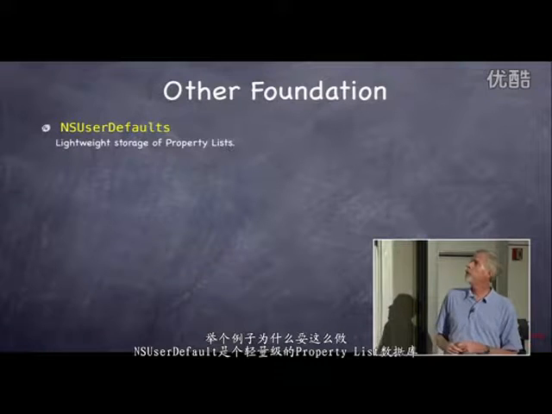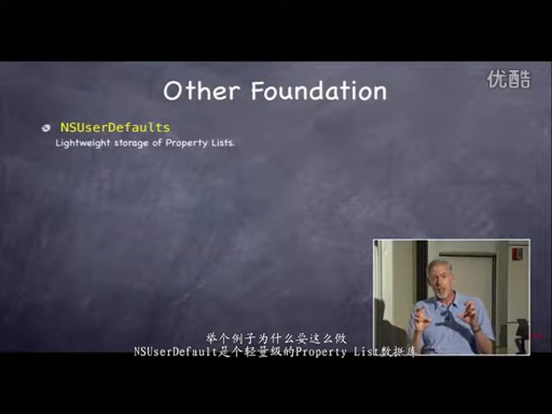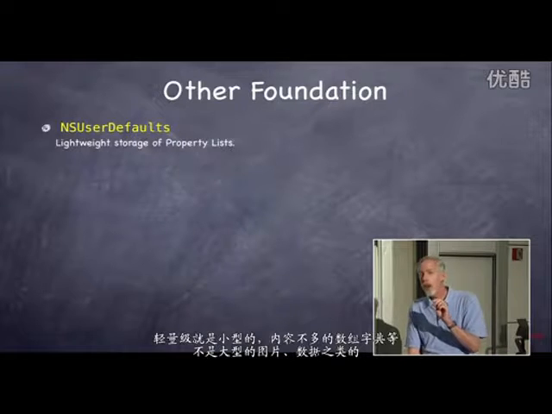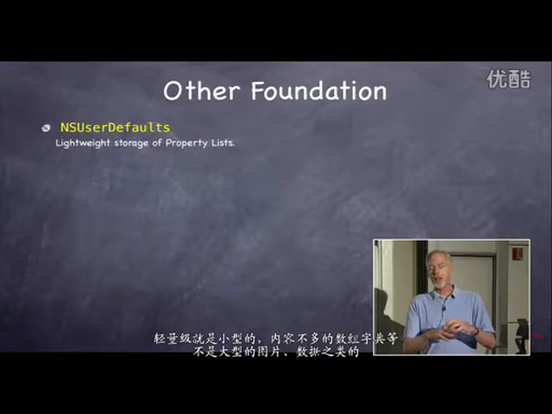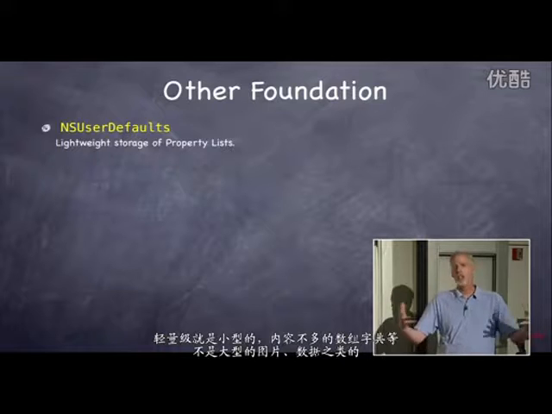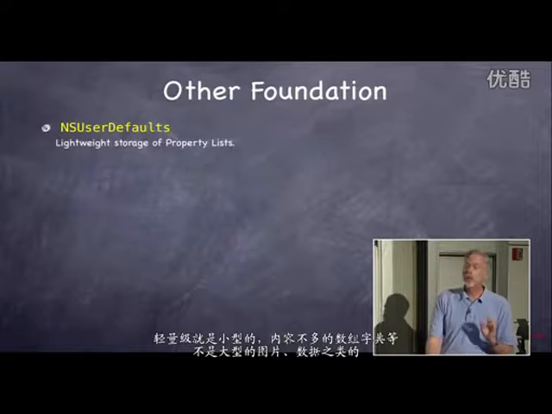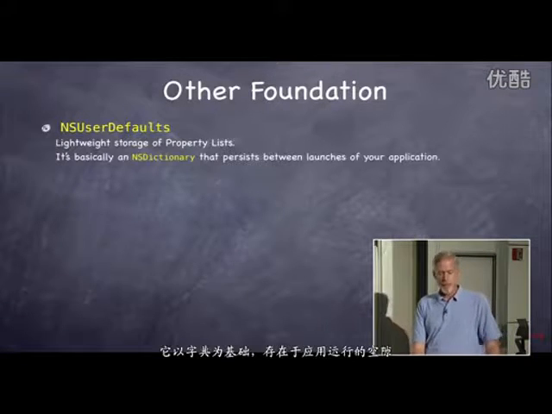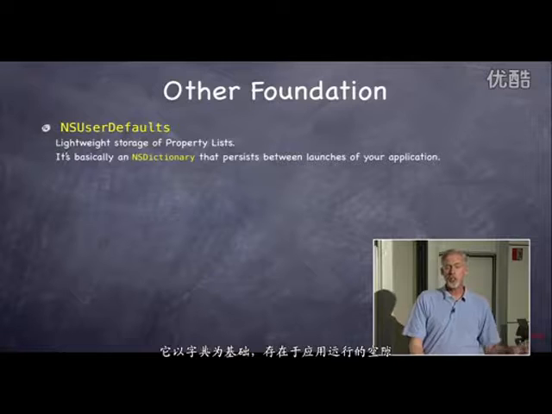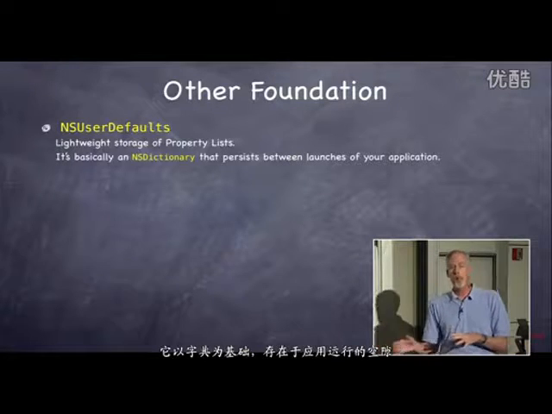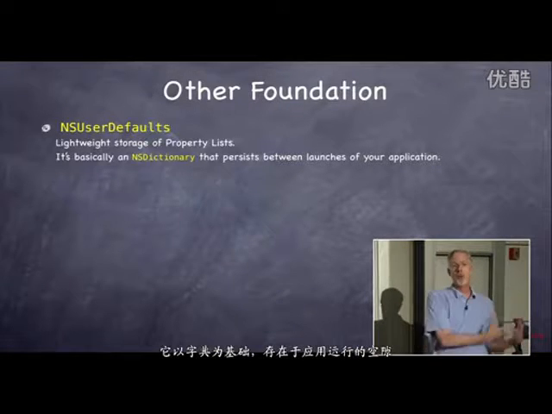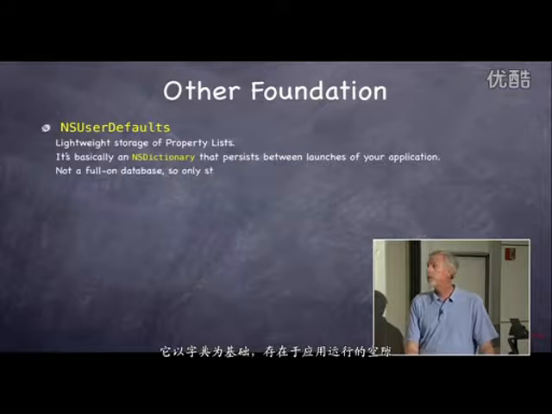NSUserDefaults is a lightweight database of property list items. And by lightweight, I mean lightweight, small: strings and dates, maybe an array or two, a dictionary that's small, not images and gigantic data structures, okay? This is lightweight. This is for things like user preferences. That's why it's called user defaults, okay? It's basically an NSDictionary that persists between launches. So your application, or even between the phone crashing or whatever, when your application launches, it will get its user defaults back to the way they were when you last synchronized it, which I'll show you in a second.